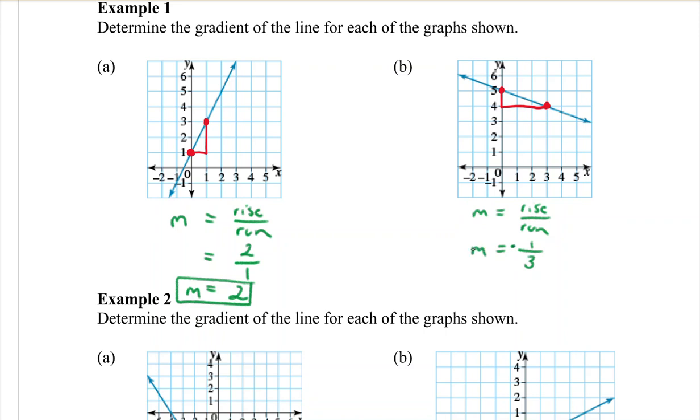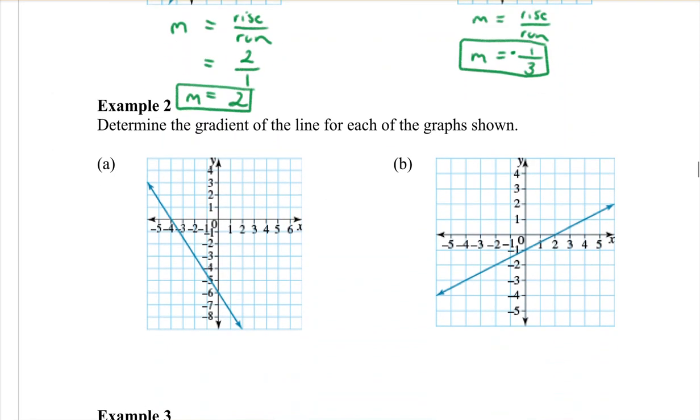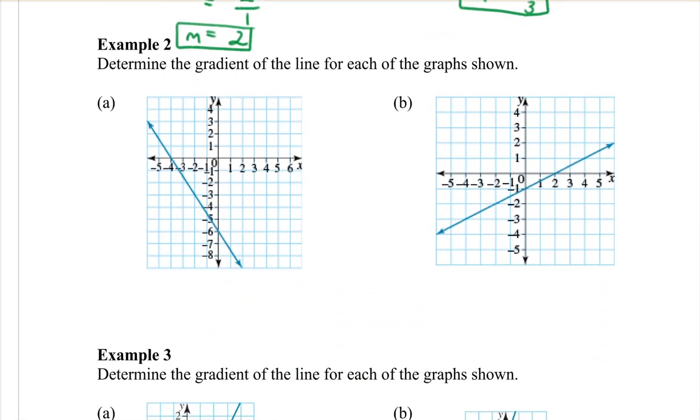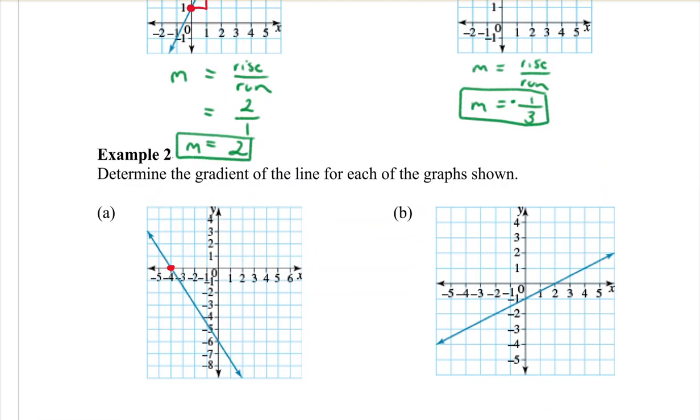So let's go to our next one. Question 2. Determine the gradient of the line for each of the graphs shown. Find 2 points to use. The -4 goes beautifully through the grid paper. That's a good one. Yes? Did that last one equal 3, sorry? No, it was minus 1/3. Oh.